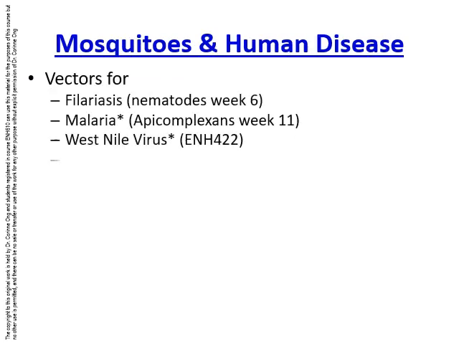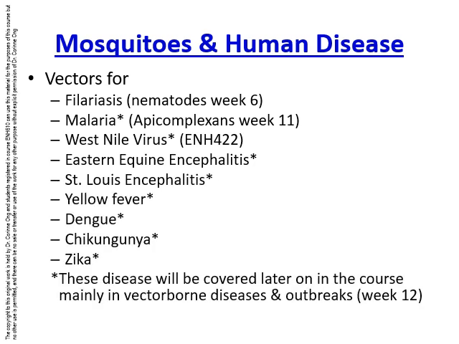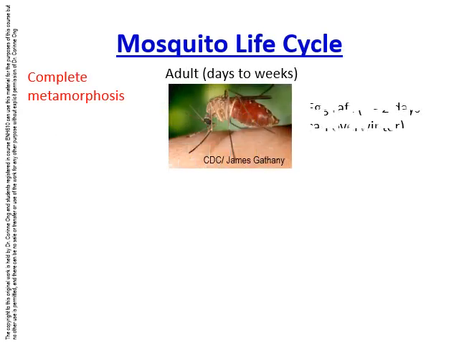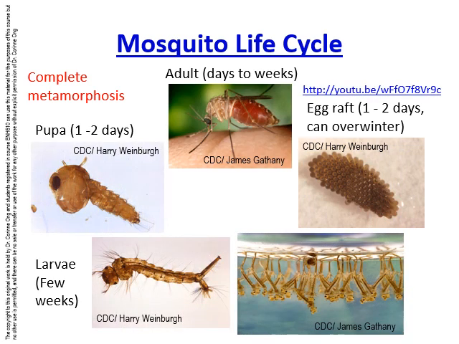This is a summary of the major human diseases known to be transmitted by mosquitoes. It's quite a long list, and I won't read them all out. I have placed asterisks beside the ones that we'll be covering in this course. Most of them will be discussed in the vector-borne disease lecture at the end of the semester if we have enough time.